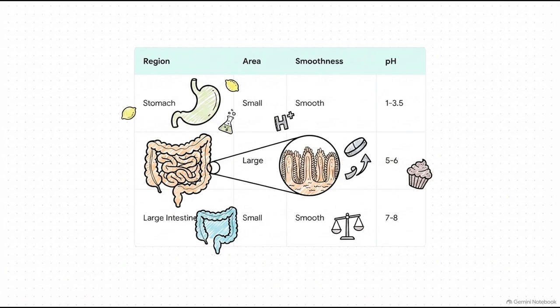The stomach is highly acidic and it has a smooth, relatively small surface area. The small intestine, our sweet spot, has a massive surface area because it's lined with these rough structures called villi and microvilli. And finally, the large intestine goes back to being smooth and small with a more basic pH. Your clinical pearl here. Those tiny villi in the small intestine are anatomically designed to create the maximum possible surface area for drug absorption. For instance, most of an oral dose of ibuprofen is absorbed right here in this sweet spot purely because of that massive surface area.